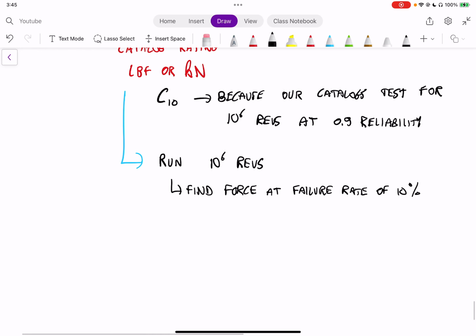Okay, then we can simplify. We can rearrange that above equation either with life in revolutions or life in hours. Typically, we like to use revolutions because it's easier. It's just one term. It's not 60 times LR, it's just L. Okay, and we can rearrange to find our force rated. So we can say that our force rated is equal to the force desired times life desired over life rated to the power of 1 over A. So we can find our catalog value based on the force desired and L desired.